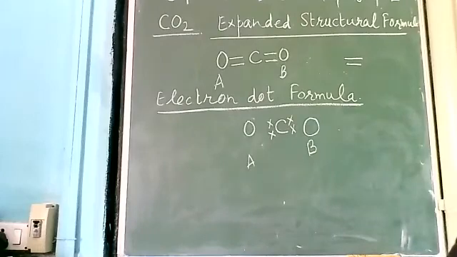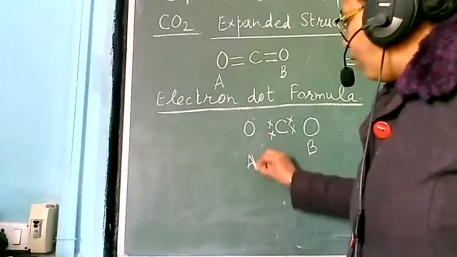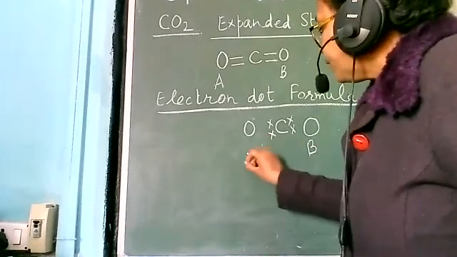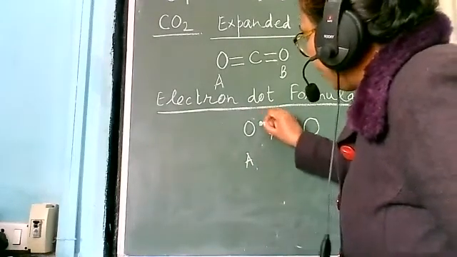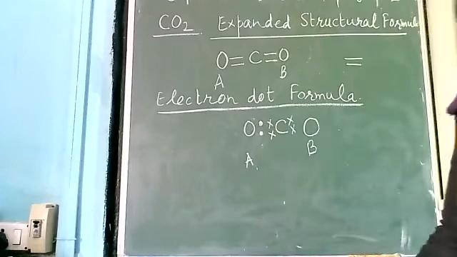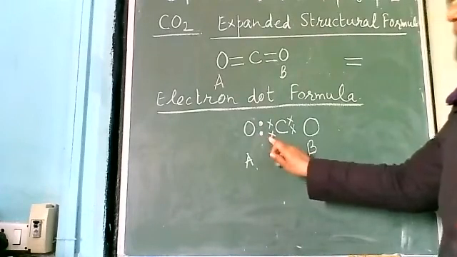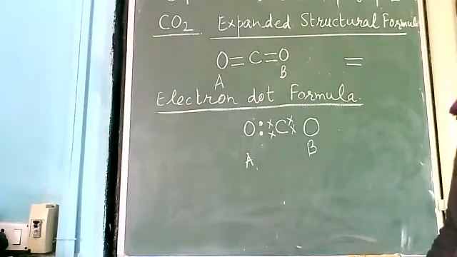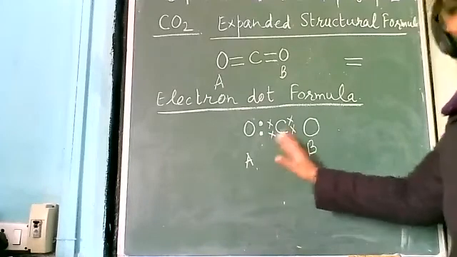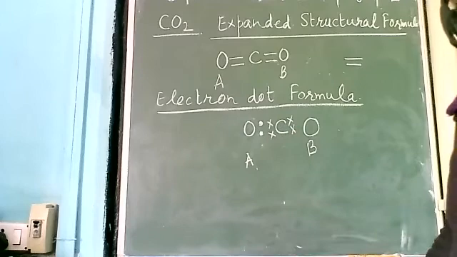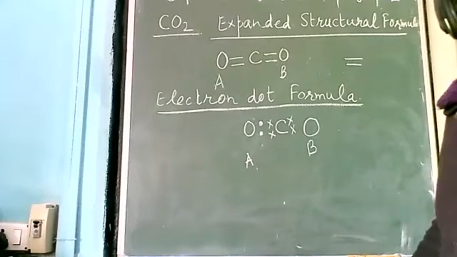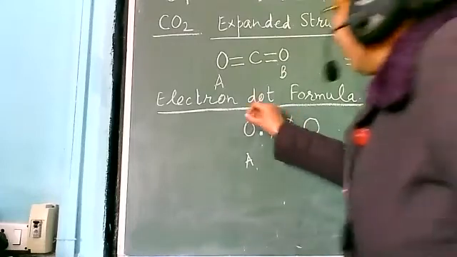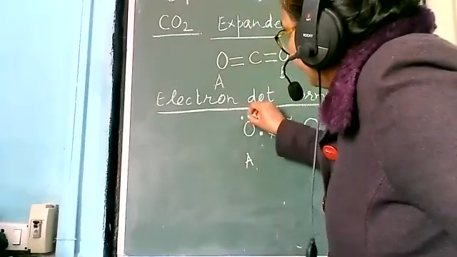What about oxygen? A has how many valence electrons? 6. So I will show 1 pair of electrons here. Why am I writing 1 pair of oxygen's electrons on this side? Because it is sharing with carbon, and the sharing is being done on this side only. How many valence electrons are left now? 4. So I will write like this.